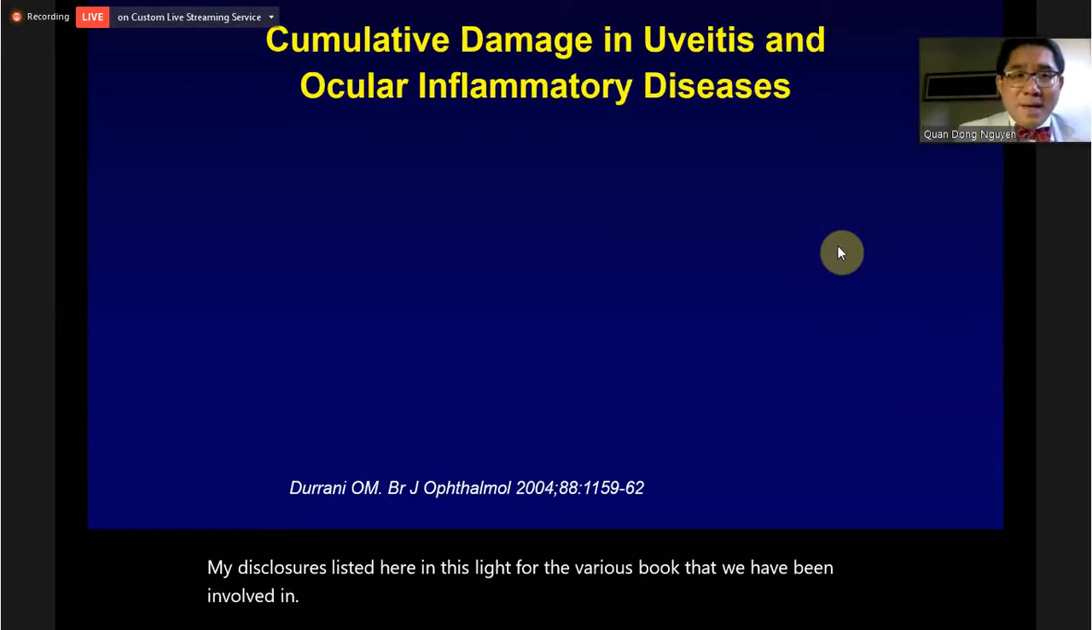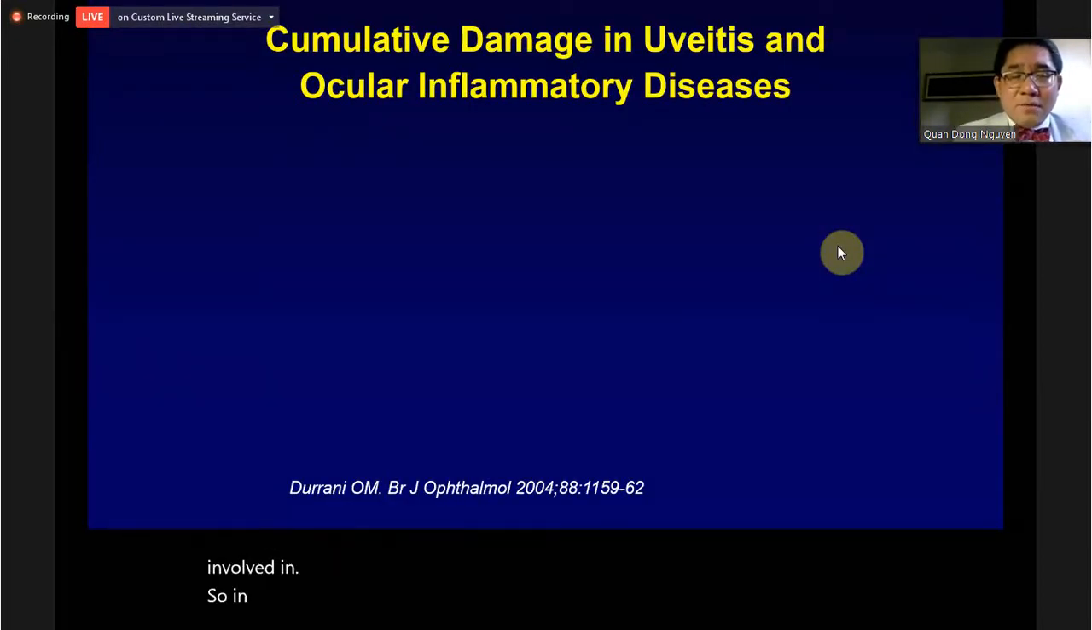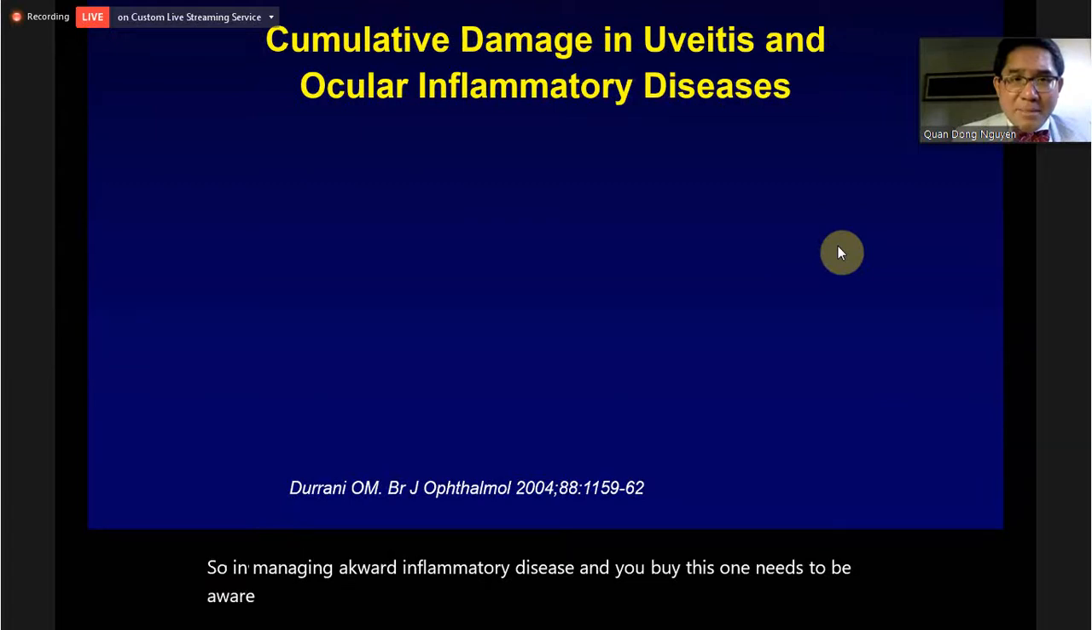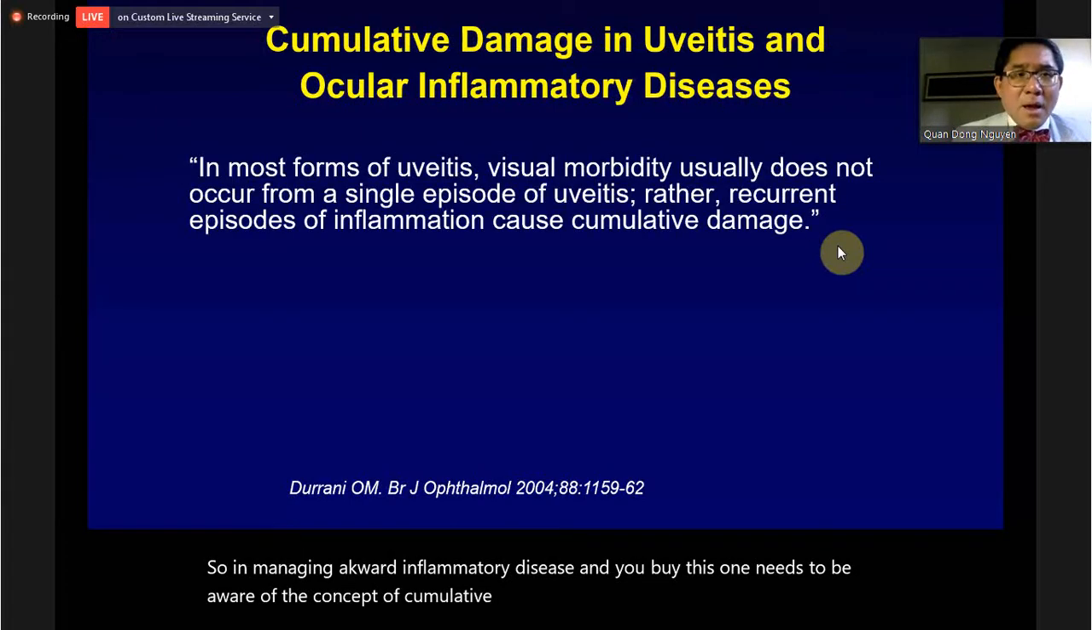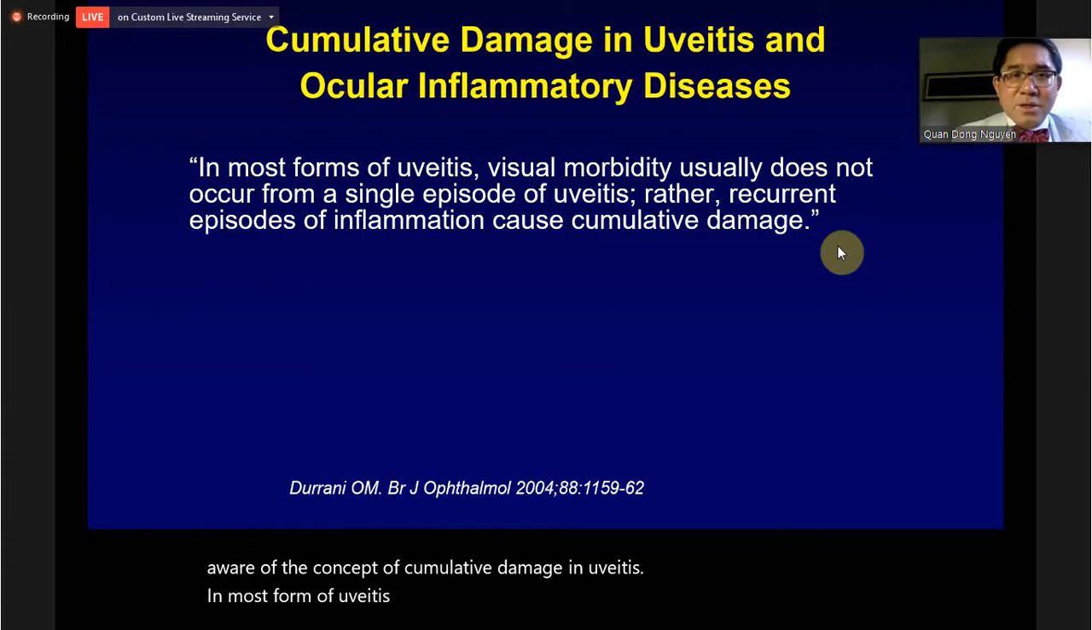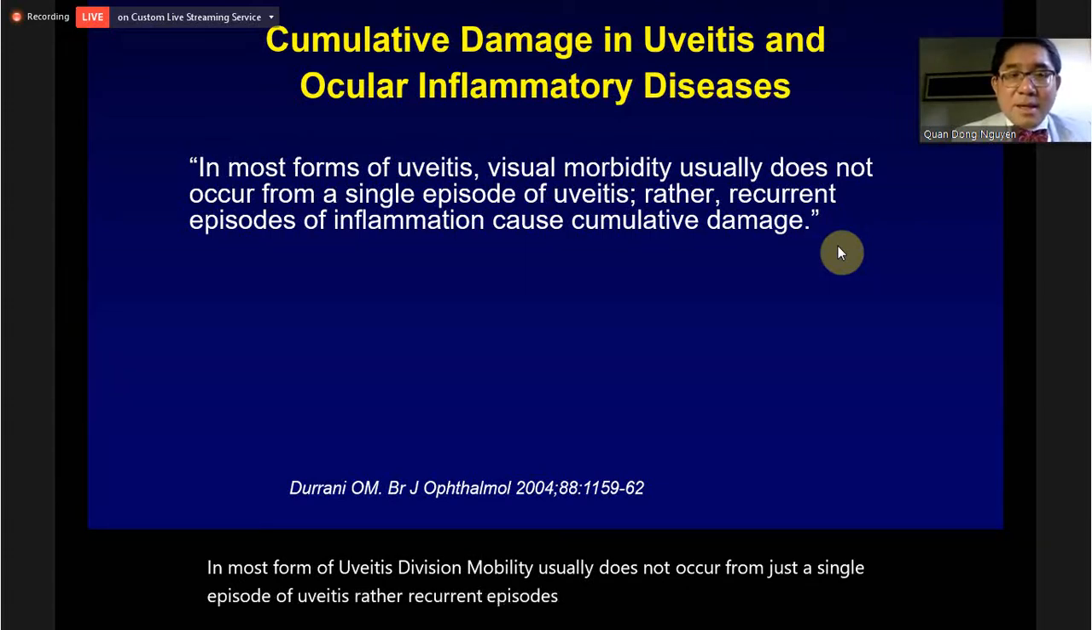In managing ocular inflammatory disease and uveitis, one needs to be aware of the concept of cumulative damage in uveitis. In most forms of uveitis, the visual morbidity usually does not occur from just a single episode of uveitis. Rather, recurrent episodes of inflammation can cause excessive cumulative damage.